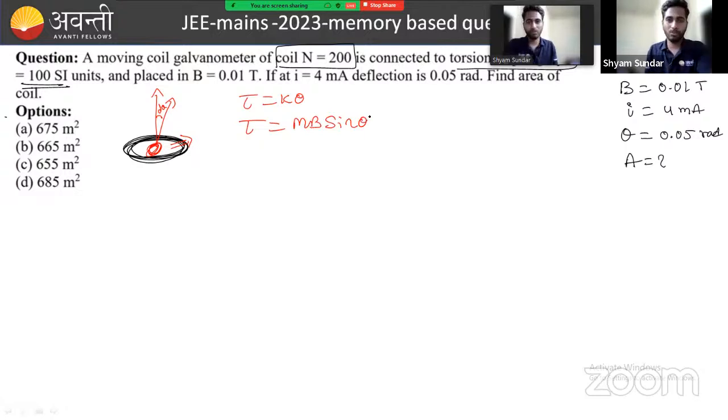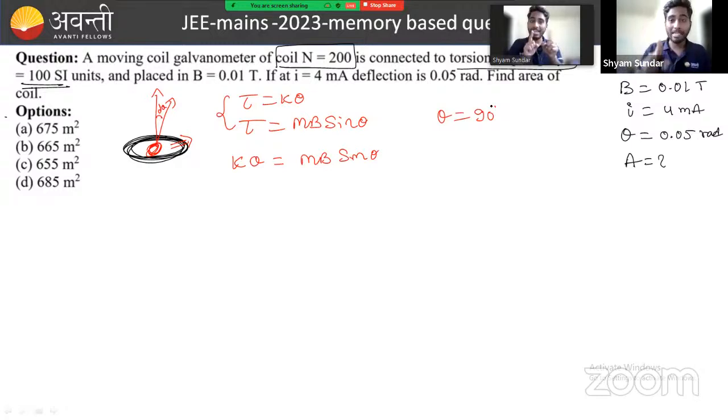Might be you guys know mB sin theta. These two torques will be equal to each other. Hence we can write here k theta is equal to mB sin theta. And you guys know one thing, here the theta value should be 90 degrees. When sine is maximum, only at that time the torque value will become maximum.